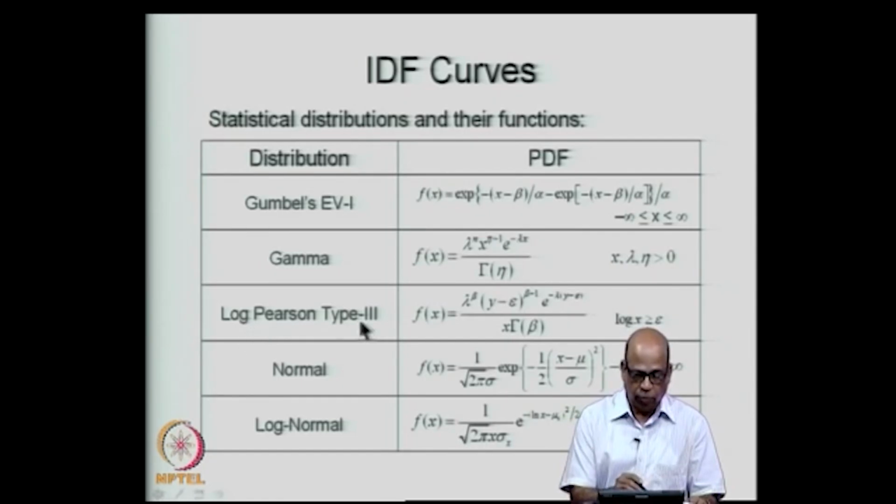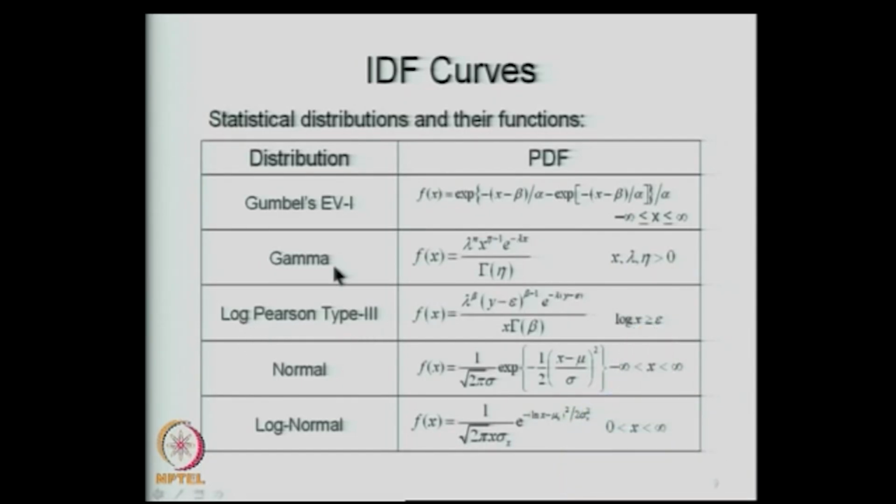Similarly, we may use the log Pearson type 3 distribution or the gamma distribution, normal, log normal, etc. All of these we have discussed, except the log Pearson type 3, which I discussed in the previous lecture. I think I introduced this in the lecture before that. So, all of these distributions can be used for developing the IDF relationships.